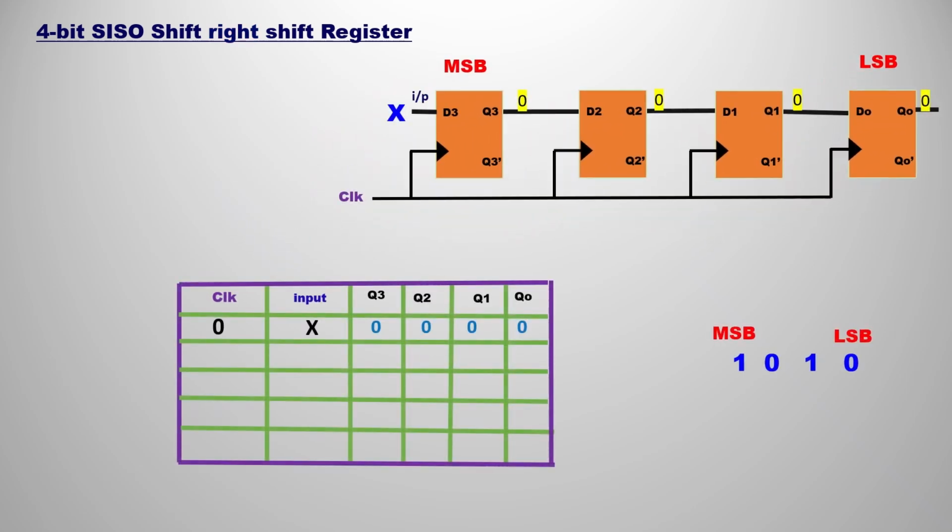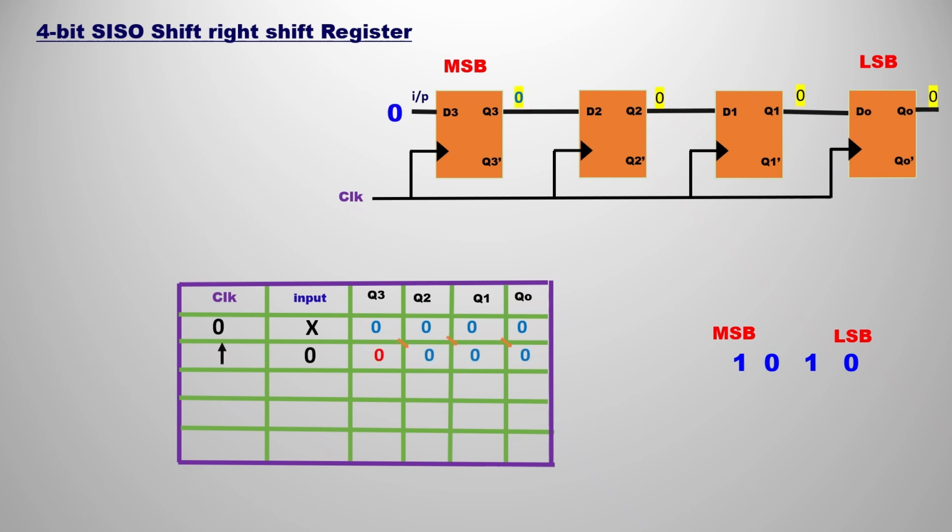Now we are going to construct the truth table so that you can understand the behavior or function of this shift register, or how it is shifting towards the right. So let's start. Now we want the shift register outputs to be 1010, so we are going to start pushing into the flip-flops with 0. Before that I am taking the clock as 0, as you can see in the truth table. If the clock is 0, whatever the input may be, the outputs will be 0. This is our first condition.